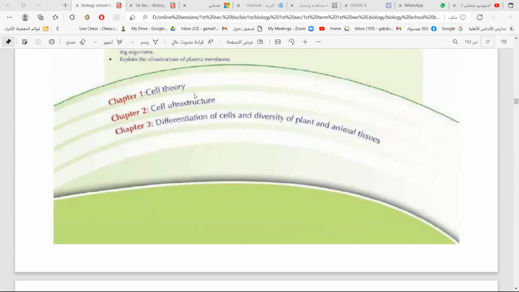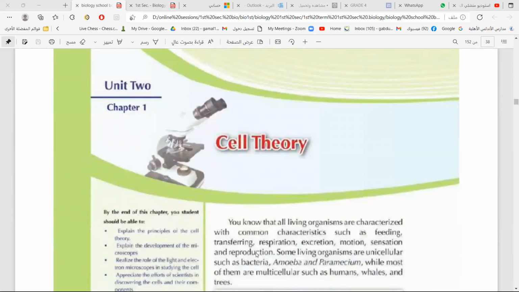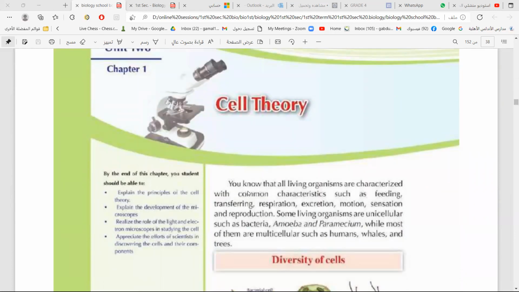Chapter 1, the cell theory. We'll finish it today, inshallah. Chapter 2, the cell structure. And Chapter 3, differentiation of cells and diversity of plants and animal tissues. Let's start with the first chapter. We're talking here about the cell theory, the discovery of the cell, and the cell theory.